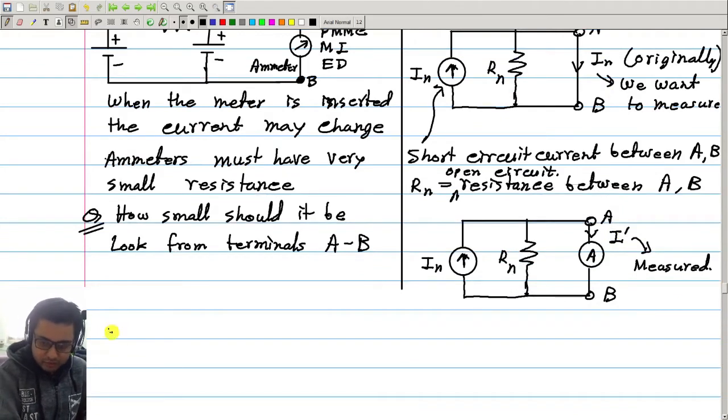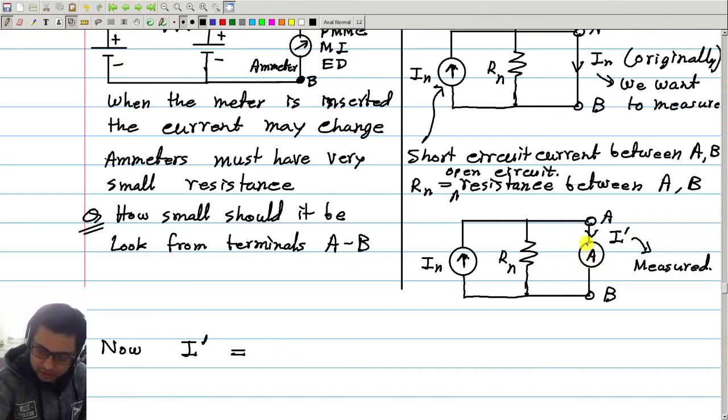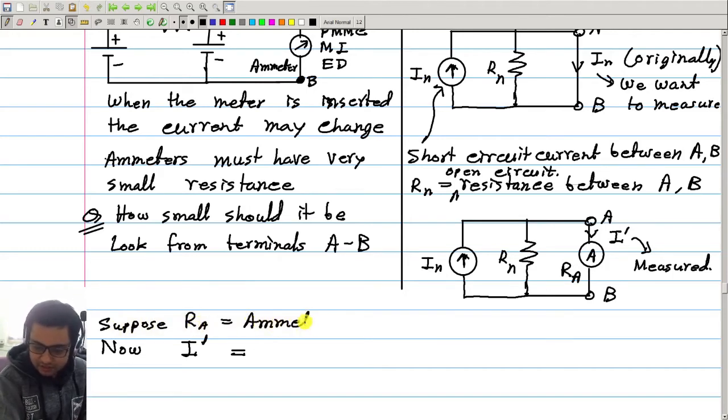Okay, now how much is I prime? The value of I prime will be equal to, we can use Norton's theorem now. Suppose the resistance of the meter is RA. Suppose RA is the ammeter resistance.